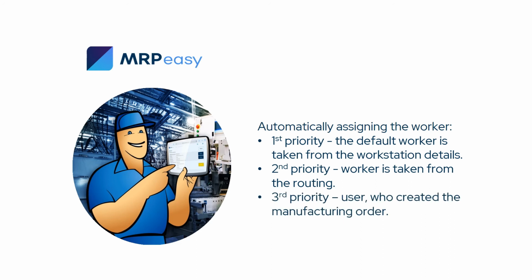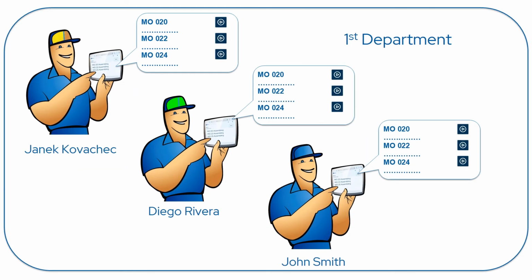In addition, it is instead possible to group workers into departments and assign operations to departments. All workers of a department can see all open operations that are assigned to their department. Once a worker starts an operation, this worker will be saved for the operation, and others will not see it any longer.